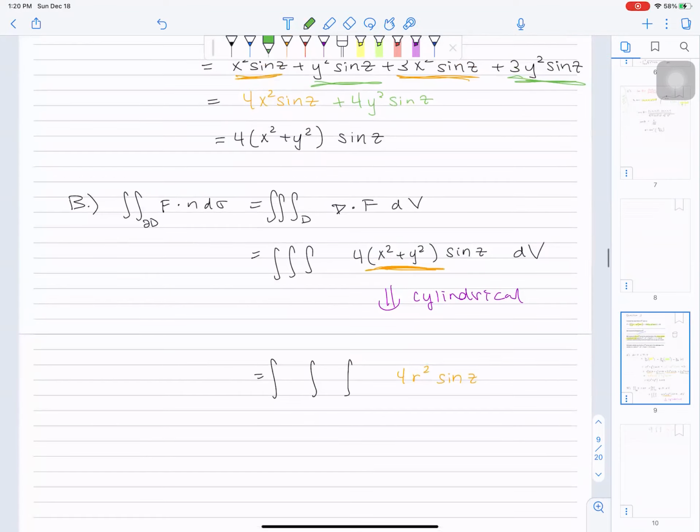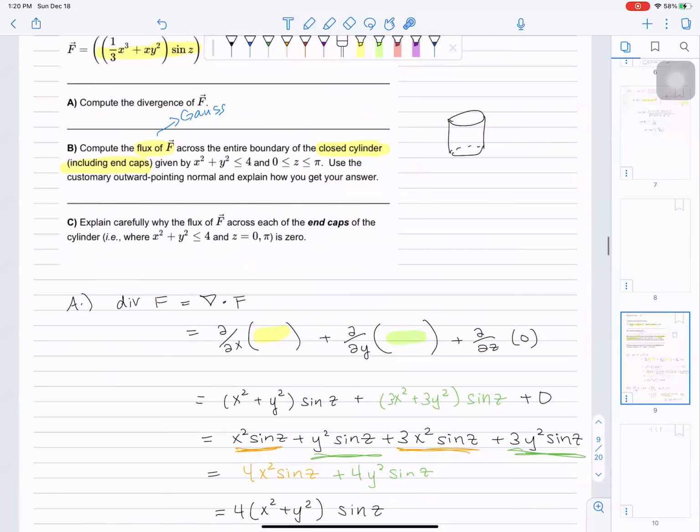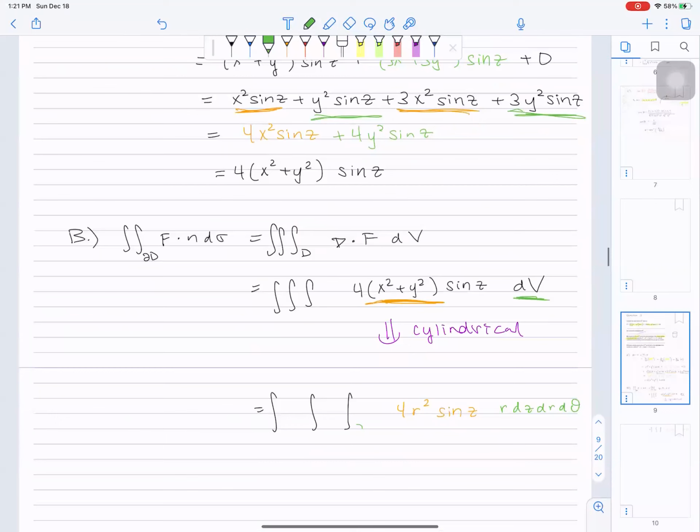When I convert to cylindrical, what is dV? dV becomes r dz dr d theta. And then what about my bounds? Well, I have a cylinder. So what should my z bounds be? I draw a line in the increasing z direction. What surface does it enter first? They tell me that it enters the z equals 0 surface, and then it exits the z equals pi surface. Those are my z bounds, 0 to pi.